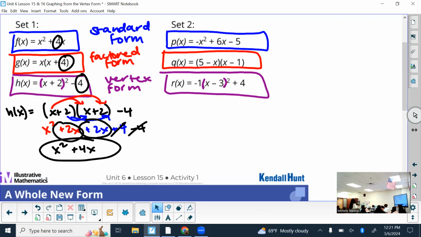So the +4 I got from multiplying the 2 by 2. Okay. So then it was +4 and then this -4, which ended up canceling out. Okay, good question. Any other questions?